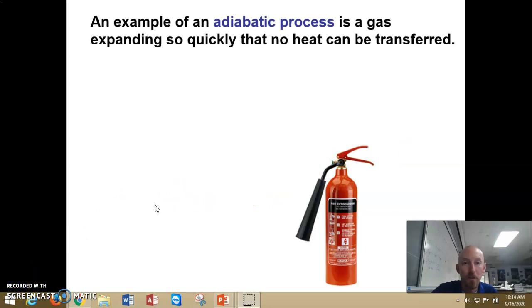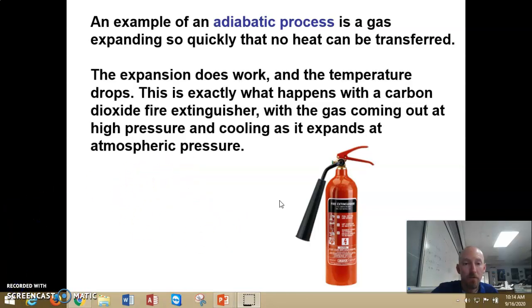So here's an example of an adiabatic process. Right? This is a fire extinguisher. So what happens is gas expands when it comes out, right? The temperature drops, so this canister would actually feel cold.